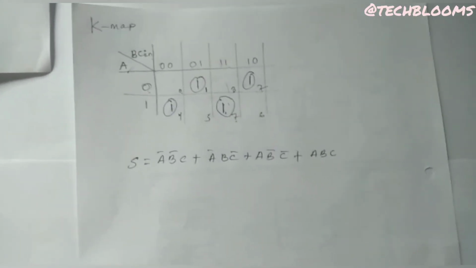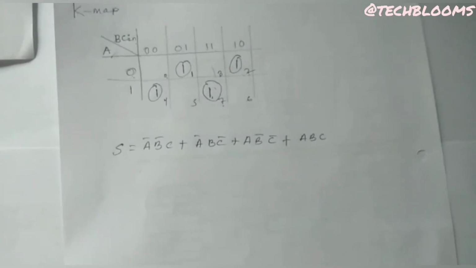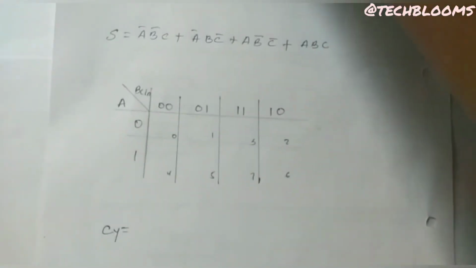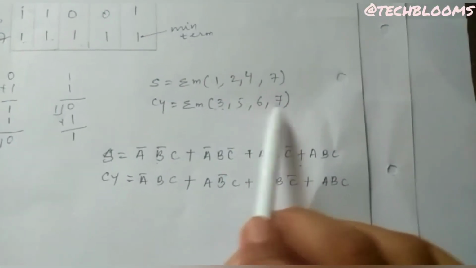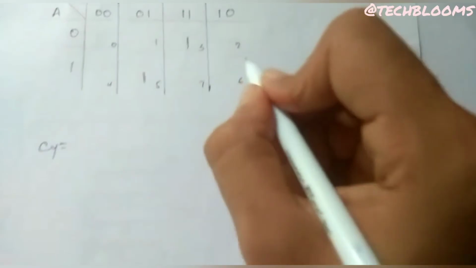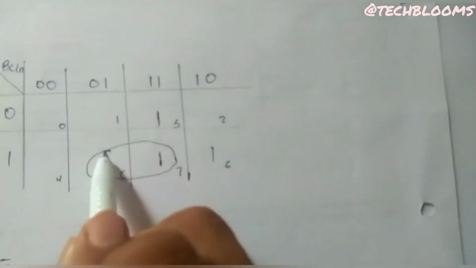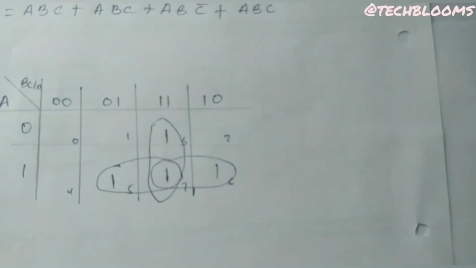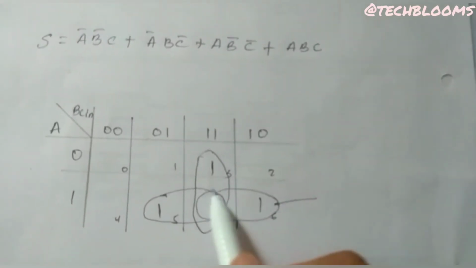Now I will draw the K-map for carry. For carry we have 1 at positions 3, 5, 6 and 7. So we can pair them like this. The second pairing will be like this and like this. From this we will get the expression.